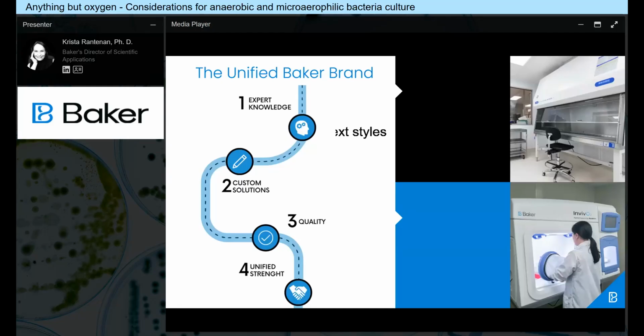So the anaerobic and microaerophilic workstations are still manufactured in UK, and they make a large proportion of our portfolio. And this is the lower part of the picture. You see a workstation there. There should also be some text, but the text is missing right now.